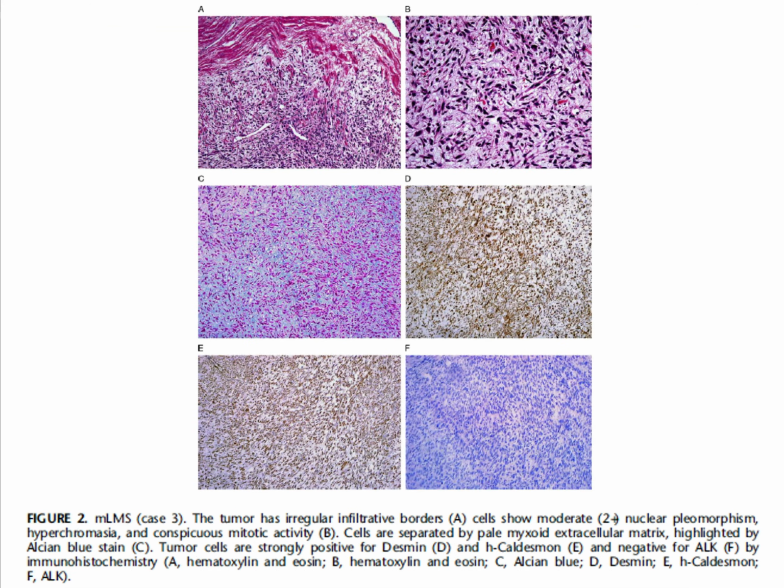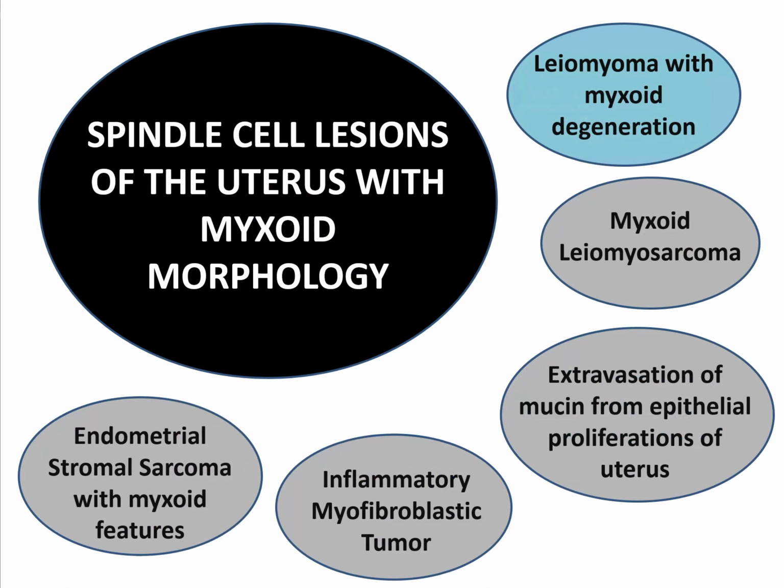This is their other figure, which shows the infiltrative border in the top left corner. And then in part B, you can see mitotic activity and nuclear atypia. And then they actually did an Alcian blue stain, which highlights the myxoid extracellular matrix. Figure D is desmin, E is caldesmon, and F is ALK, which was negative in this case.